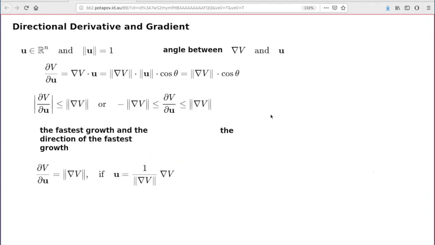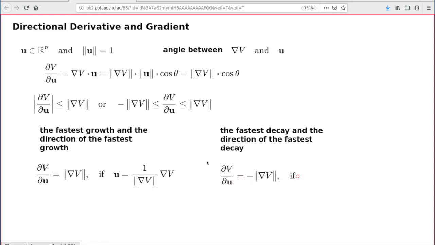And the fastest decay, or negative rate of change, will be in the opposite direction to the gradient. The fastest decay of your function will be negative the magnitude of the gradient, and that will happen in the direction opposite to the direction of the gradient. That's the second fact which you have to remember when you connect these two objects via this formula.